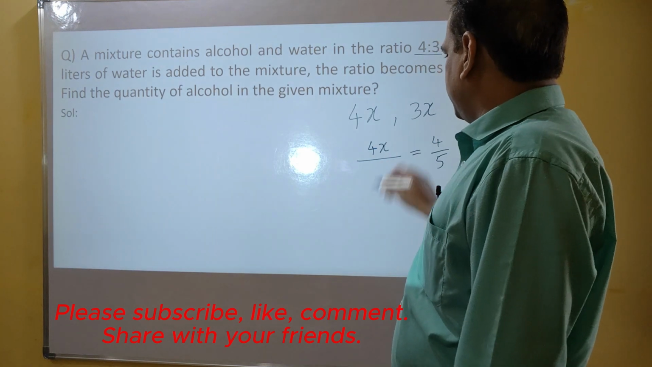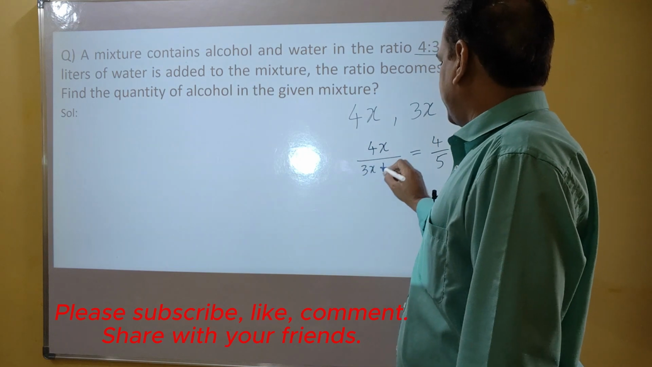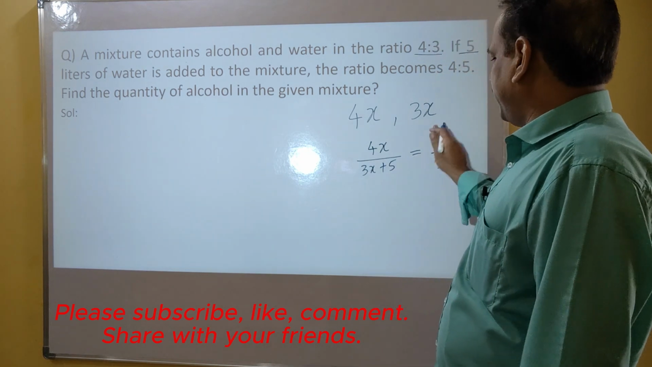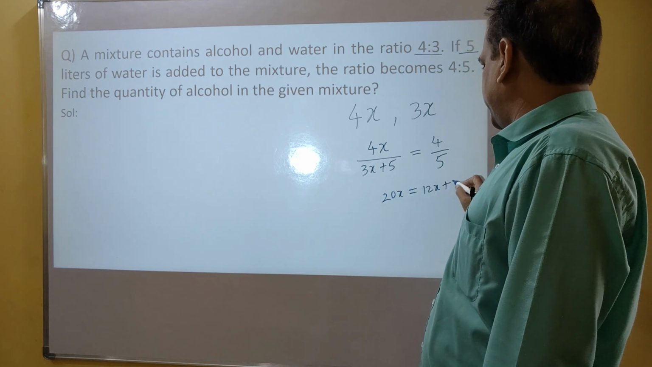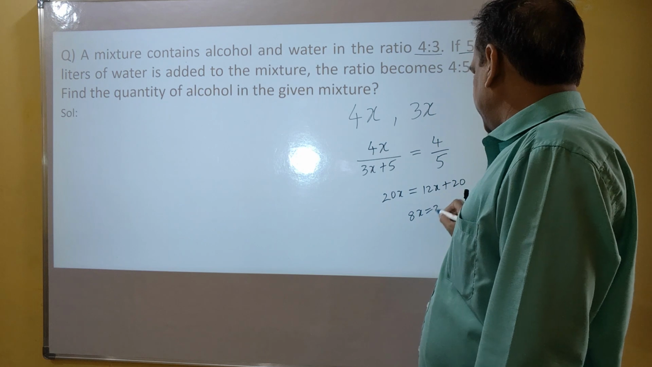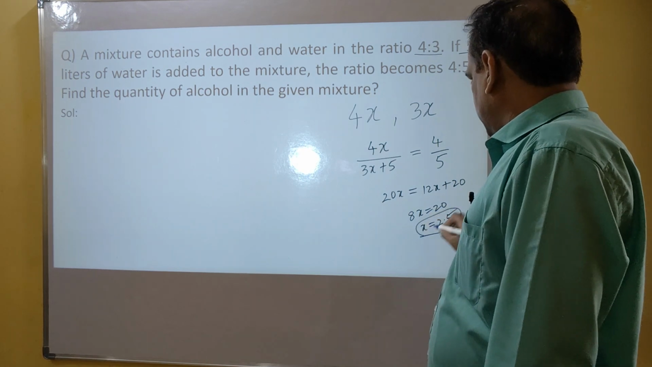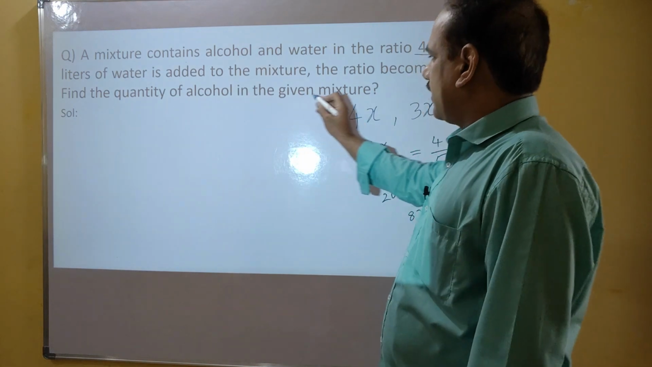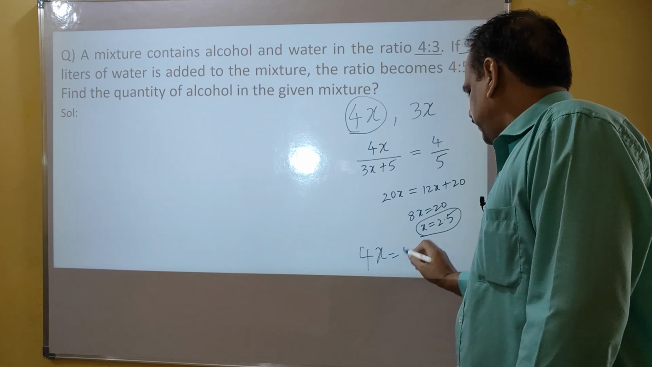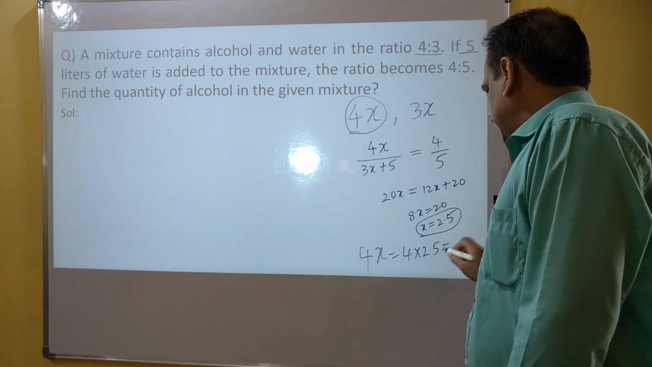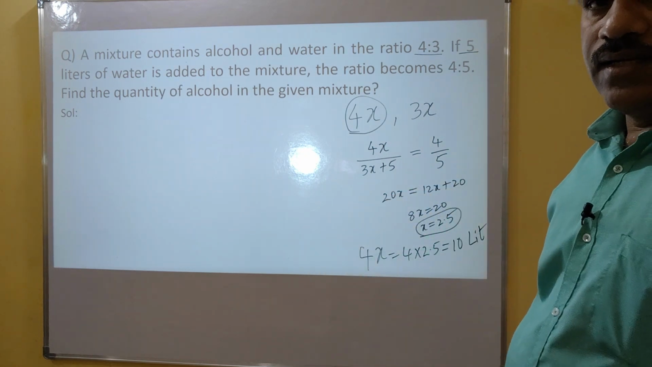So in the new mixture, alcohol is the same, but water is 5 more liters. So 3x plus 5. So 20x equals 12x plus 20, 8x equals 20, x equals 2.5. What you are asked to find, the quantity of alcohol in the given mixture, is 4x. 4x is 4 into 2.5, 10 liters. So the answer is 10 liters.